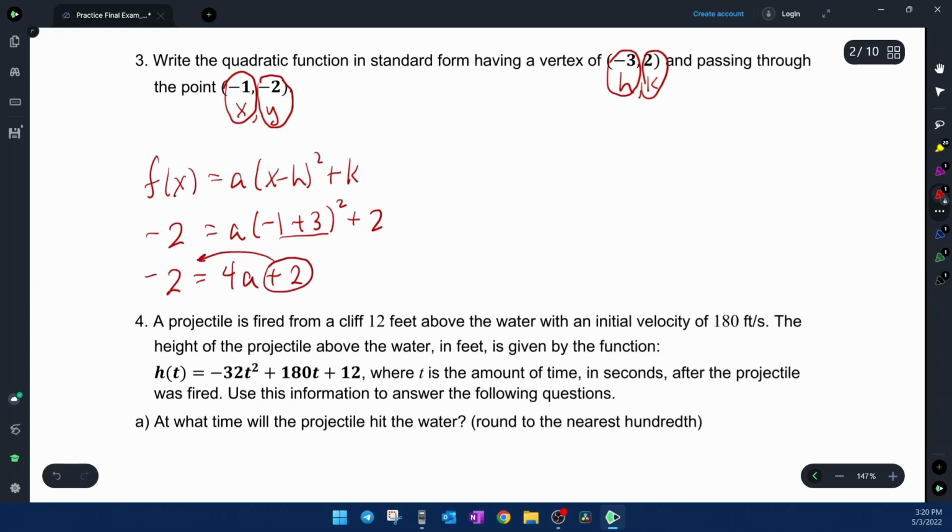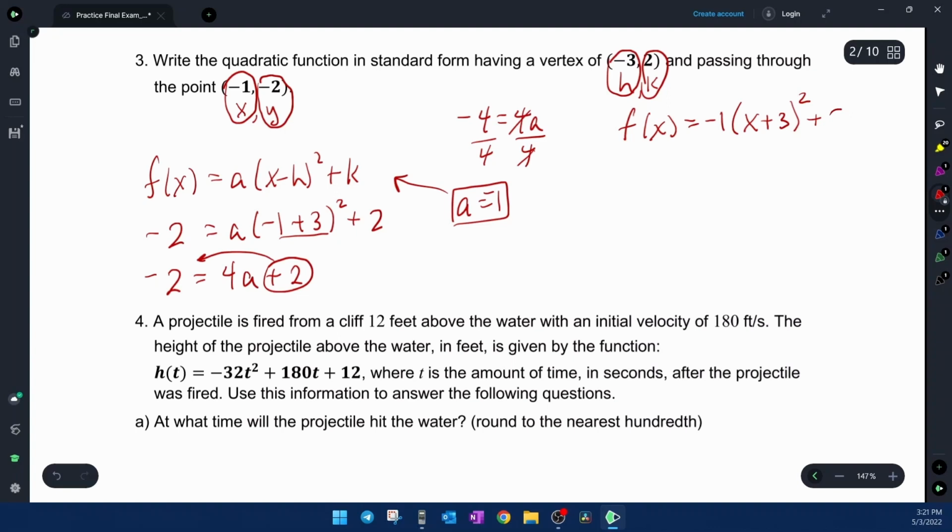Bringing the plus 2 over makes that a minus 2, which would give us a minus 4 equals 4a. Dividing both sides by 4 gives us a is negative 1. Now then, back to vertex form, we're going to have f of x equals a is negative 1 times x minus h, minus a negative makes it a plus 3 squared plus k.